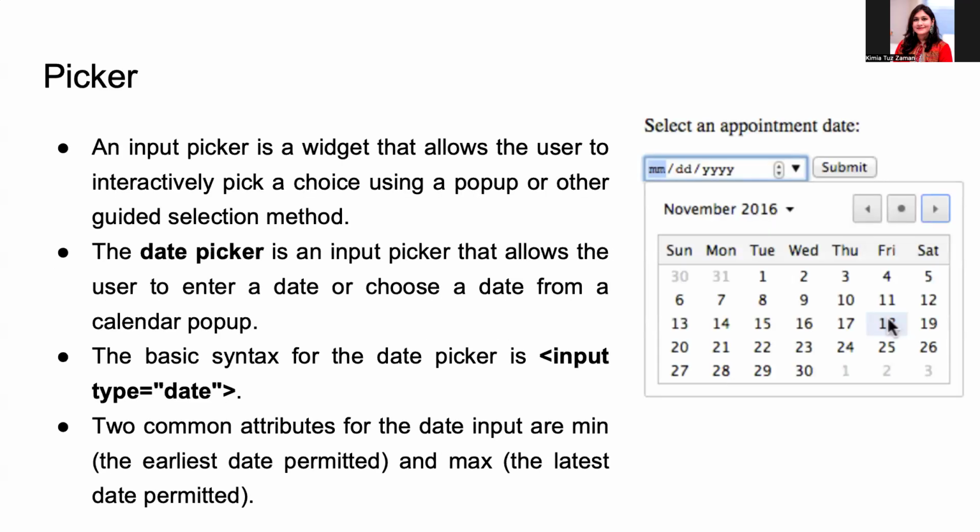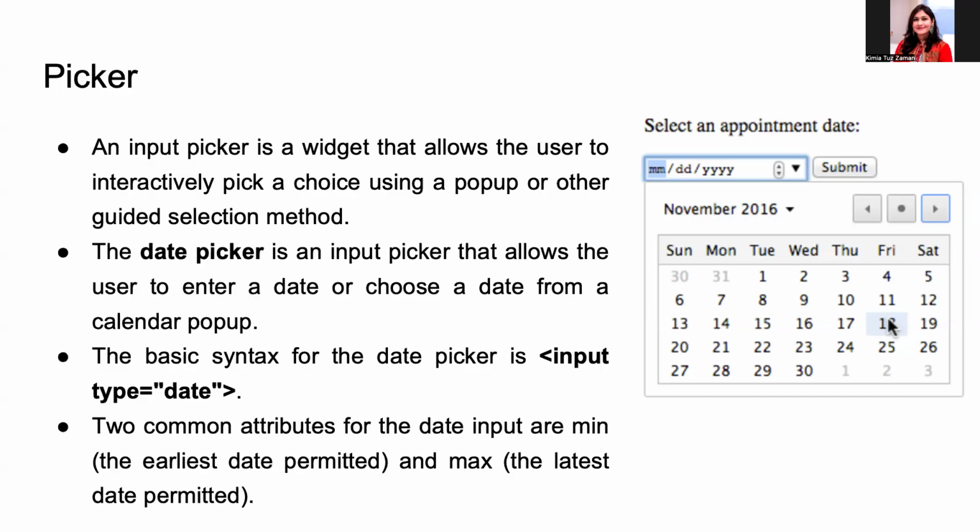To start with, a picker is a type of input widget that lets the user interactively choose a value through a pop-up or guided selection tool. One of the most common examples is the date picker. Instead of manually typing a date, a user can select one directly from a calendar pop-up. This makes it easier to avoid mistakes in formatting or invalid entries.